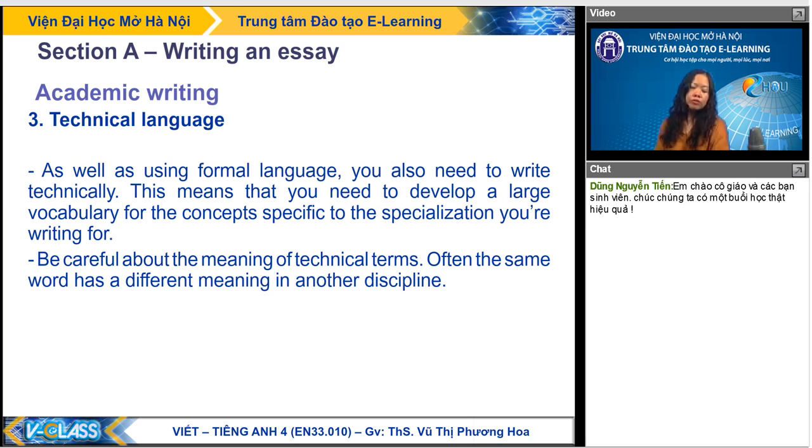As well as using formal language, you also need to write technically in some cases. This means that you need to develop a large vocabulary for the concepts specific to the specialization you're writing for. Be careful about the meaning of technical terms. Often the same word has different meaning in another discipline.